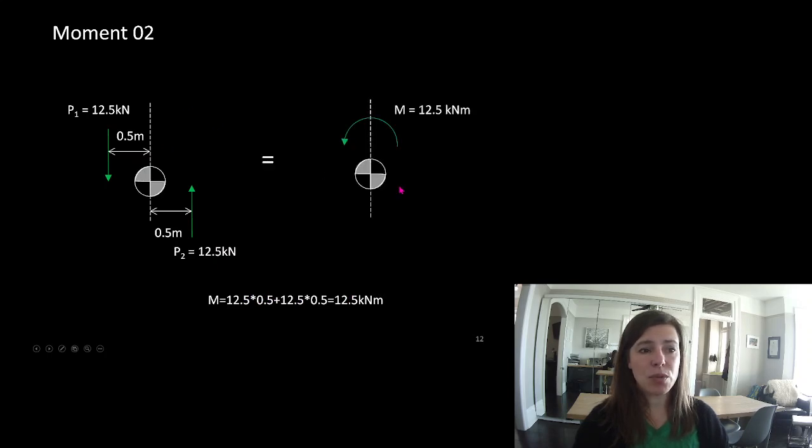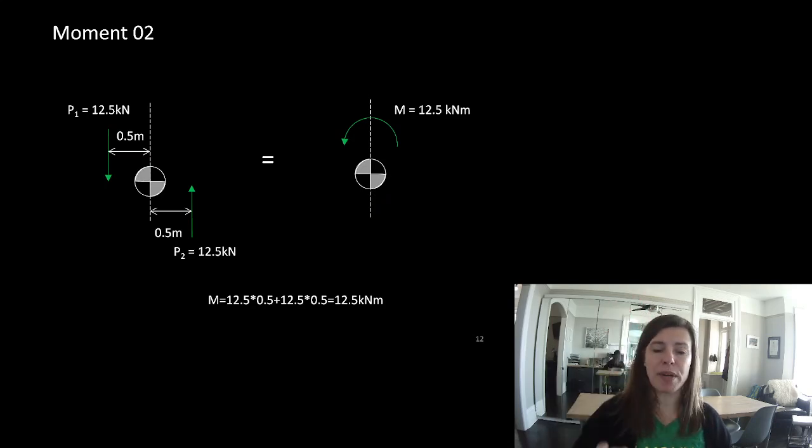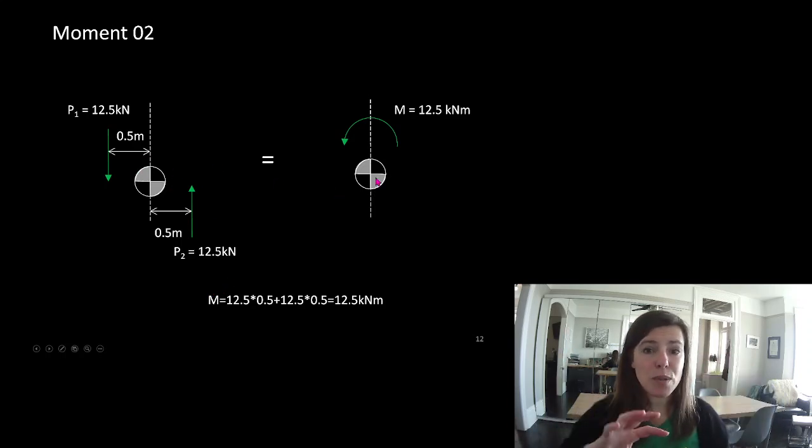So these two systems are equivalent now. There is nothing causing it to go up and down because one's pushing down and one's pushing up, and they're canceling each other out, but they're both causing it to spin. So these two systems are equivalent. They're both trying to spin and nothing else.